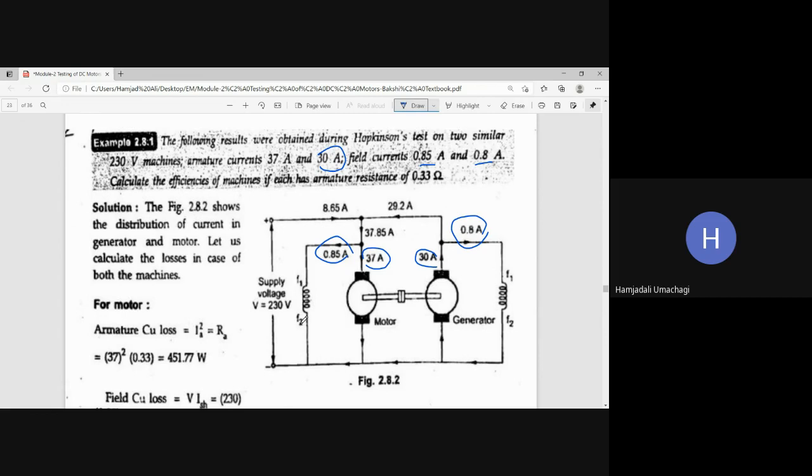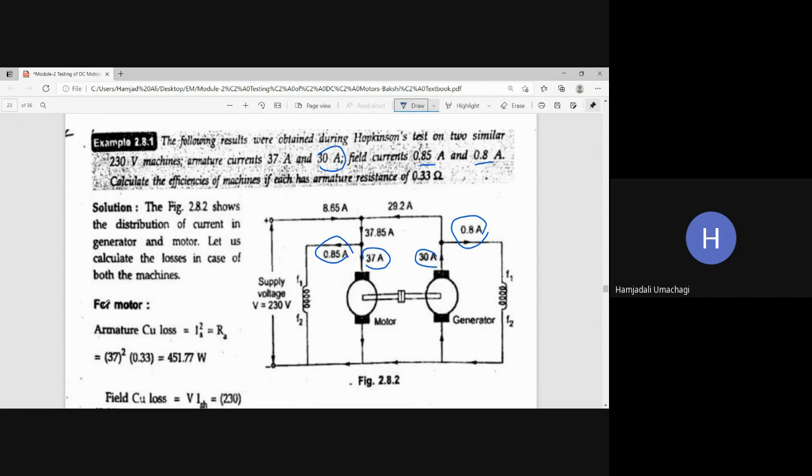Figure 2.82 shows the distribution of the current in the generator and motor. Let us calculate the losses in the case of both machines. So this is the circuit diagram representing the Hopkinson test including the field winding method, and all these current values we have written based on the given data.